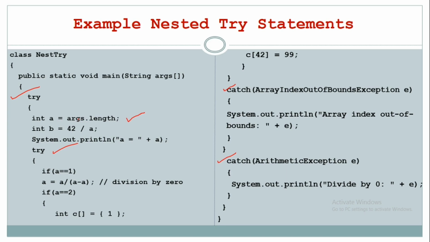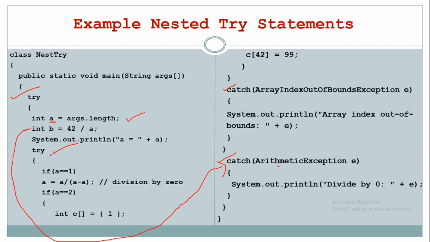If I don't pass any arguments in the command line, then the value of a will be 0, and if I pass one argument, then the value of a will be 1. If I don't pass any command line arguments, the value of a will be 0, and as you can see over here, b is equal to 42 divided by a. That is, if the value of a is 0, then this statement will throw an arithmetic exception. This is in the outer block. Whenever an exception is thrown in the outer block, it will go to the outer catch statement. So it will go over here, and there is a match, and that arithmetic exception is handled in the outer catch block.